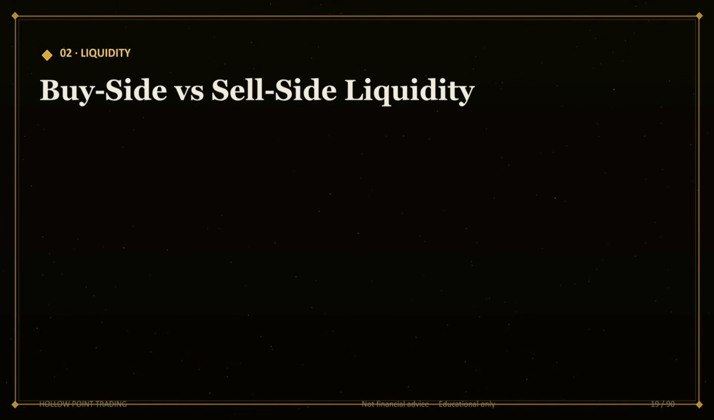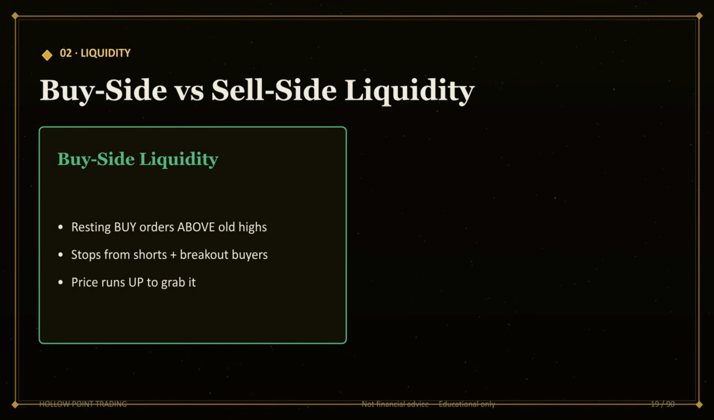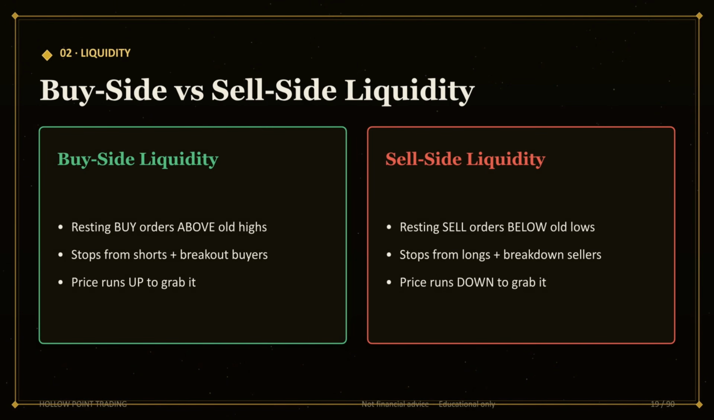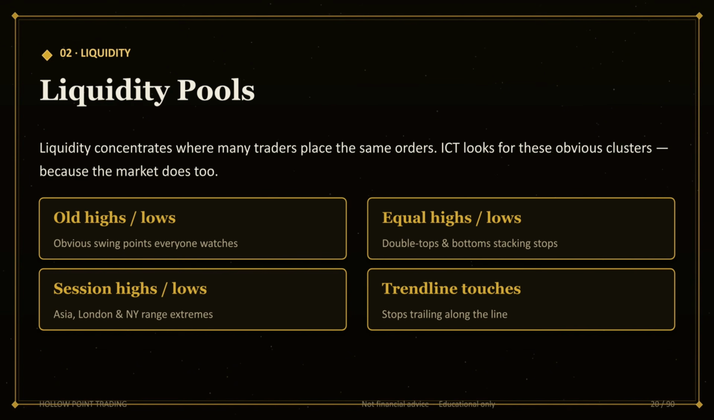We categorize liquidity into two main types: buy side and sell side. Buy side liquidity consists of resting buy orders above old highs, while sell side liquidity holds resting sell orders below old lows. Liquidity pools concentrate where many traders make the same mistakes. ICT identifies these as obvious clusters, including old swing points, equal highs and lows, session extremes, and clearly visible trend lines.